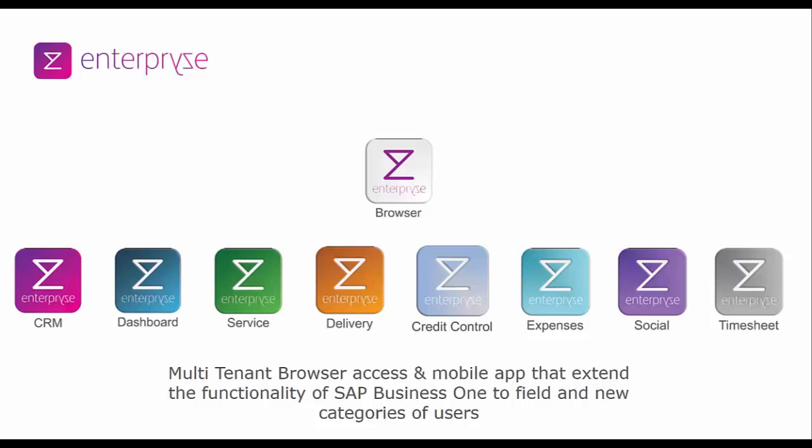What we'll look at firstly is what's currently available in the stores, both for Android in the Google Play Store and for iOS in the App Store. Currently, the 360 CRM app and the dashboard app are available in both those stores. We'll look at them first, and a little later I'll demonstrate various apps that we have in a pre-release phase: the service delivery and credit control app.